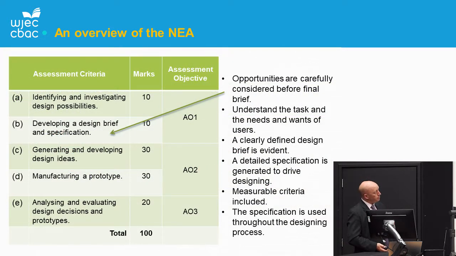Next one, brief and spec. Very similar to what we do now. Specifications have improved over the last couple of years. They are being developed into being a bit more robust with more measurable criteria. Okay, so when your students are doing this, talk to them about not being vague and saying, well, my product's got to be small, it's got to be bright and colourful, it's got to be safe, it's got to be comfortable for the user. They don't actually say anything.